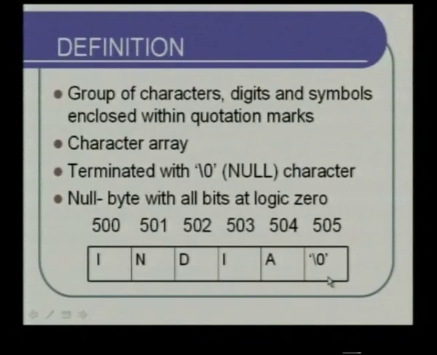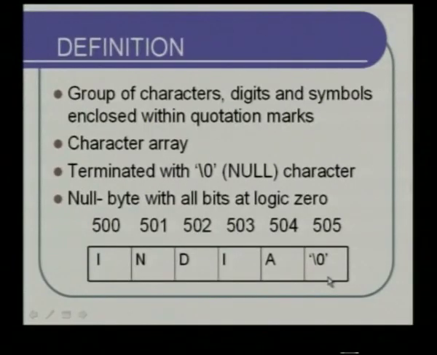So, this is how a string is mapped in memory. Here I have the string India. If you see, at the end after A, there is a null character. Though India actually has only 5 characters, it is not sufficient to have just 5 bytes depicting it. We have to have an extra byte to depict the end of the string.